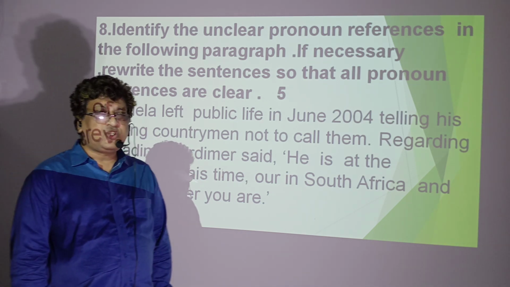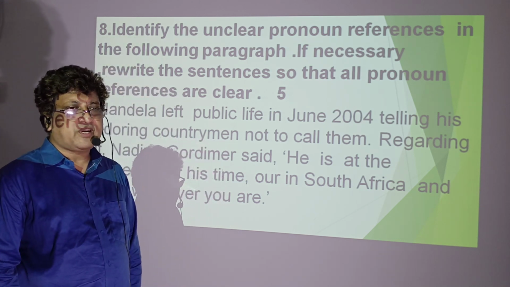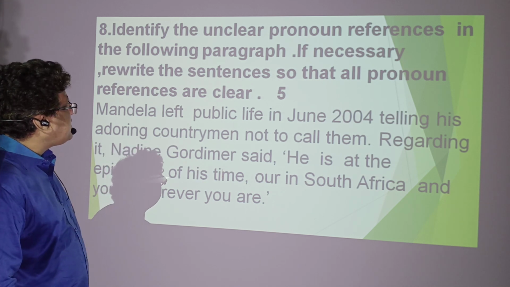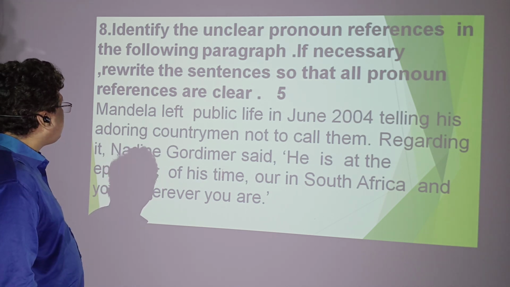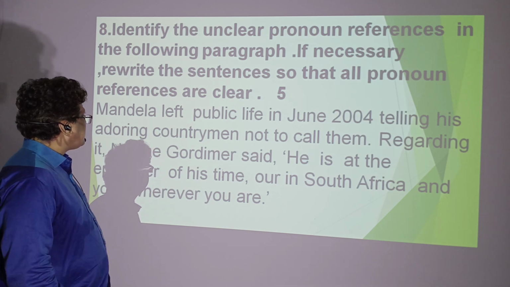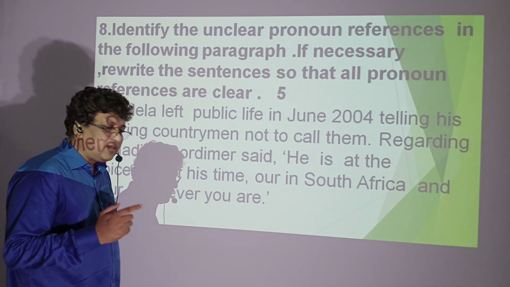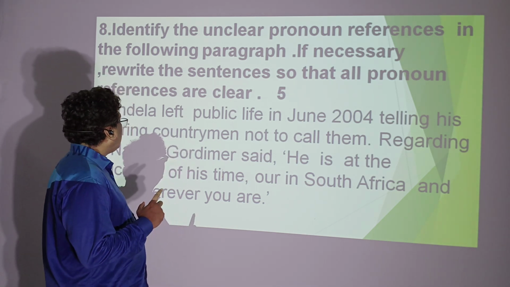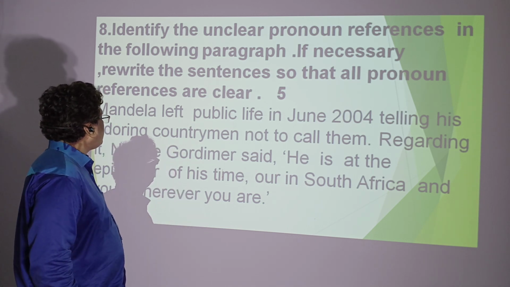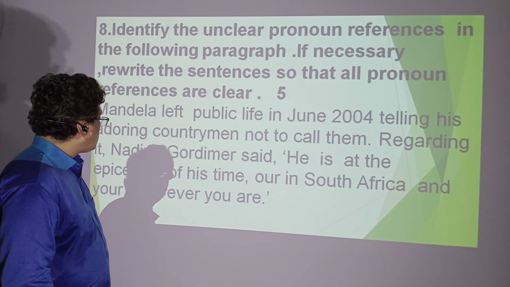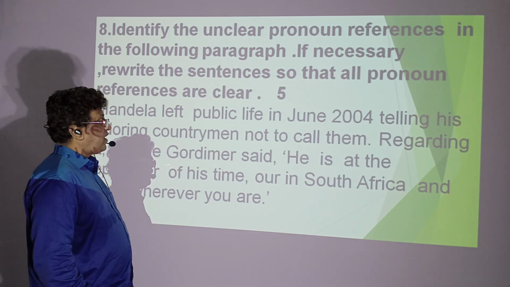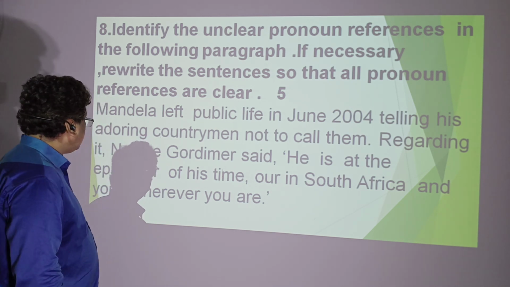In your actual question paper, in question number 8, you will get this type of question: Identify the unclear pronoun references in the following paragraph. If necessary, rewrite the sentences so that all pronoun references are clear. That means this is the advanced level which has been suggested here. You have to score 5 by completing the task.